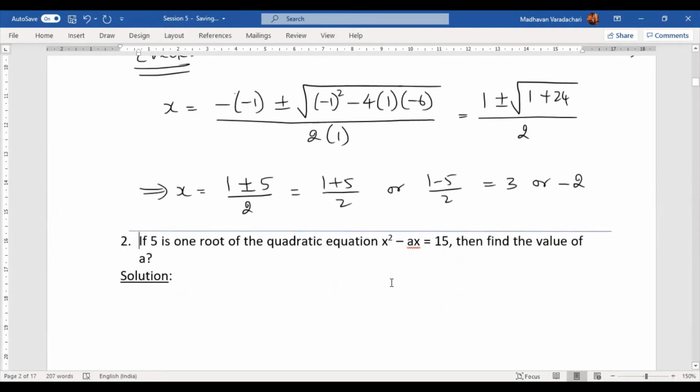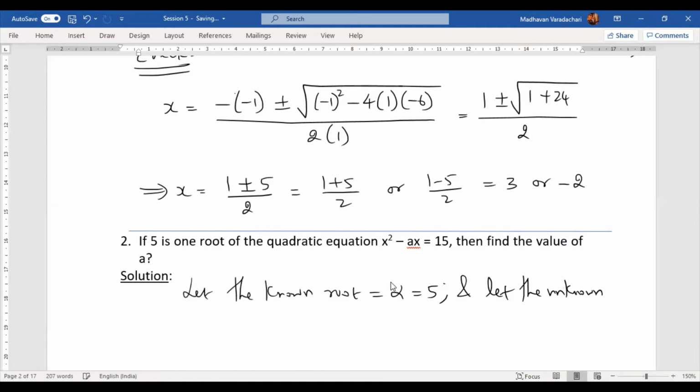Right. The question says, if 5 is one root of the quadratic equation x square minus ax equal to 15, find the value of a. What it says, one root is known to be 5. Let the known root equal alpha, and that is known to be 5. Unknown root is, let the unknown root equal beta. We don't know what it is.